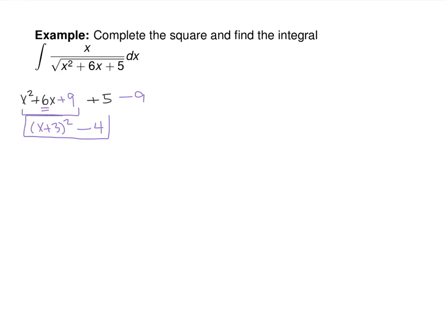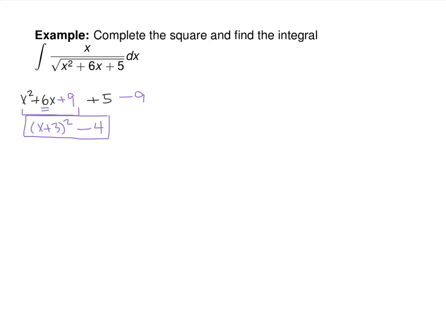And to check this completing the square step, what you could do is multiply x plus 3 by itself. So do x plus 3 times x plus 3, and then take away the 4, and you should get x squared plus 6x plus 5. If you didn't, you made a mistake. And I can even verify in my head right now that that actually is right. You get x squared plus 6x plus 9 minus 4 makes x squared plus 6x plus 5.